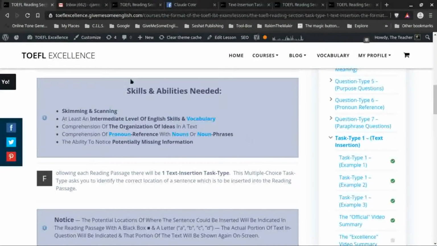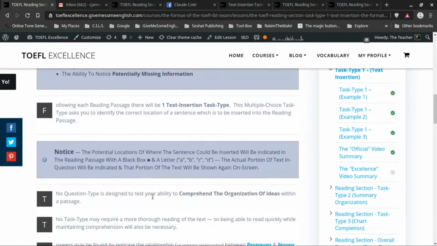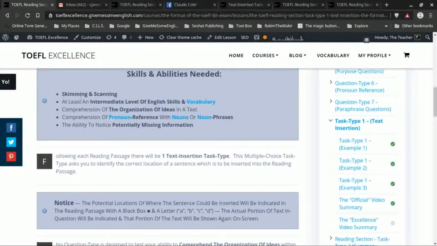So, first of all, with the skills and abilities that you need to have, you'll have to have abilities for skimming and scanning. By the time you've gotten to this point in the TOEFL Excellence course, you should already be very familiar with that. Those 2 skills are very important for the entire reading passage. But for this question type, you definitely have to read the sentence that you put into the text thoroughly, but you could probably get away with skimming the rest of the reading passage to find the place. But you will definitely have to scan for keywords to find the correct place if you don't read the whole thing thoroughly. Once again, you have to have an intermediate level of English skills and vocabulary.